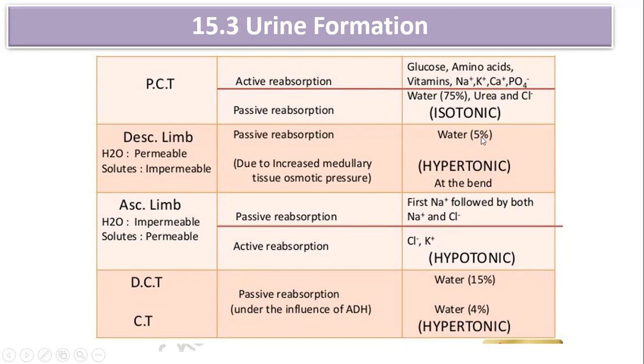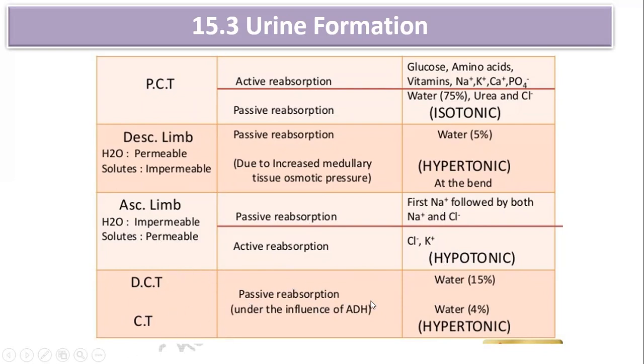Approximately 5% of the water is absorbed here. Due to increased medullary tissue osmotic pressure, the urine becomes hypertonic, more concentrated. The ascending limb is impermeable to water but permeable to salt, so there will be passive absorption of salt and active absorption of chlorine and potassium. So the urine becomes hypotonic.